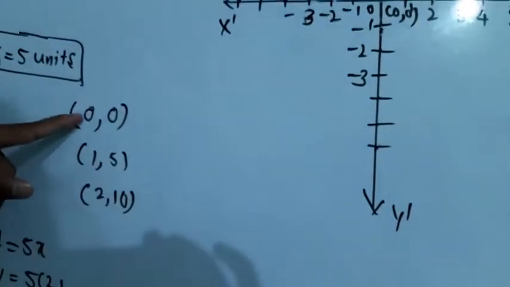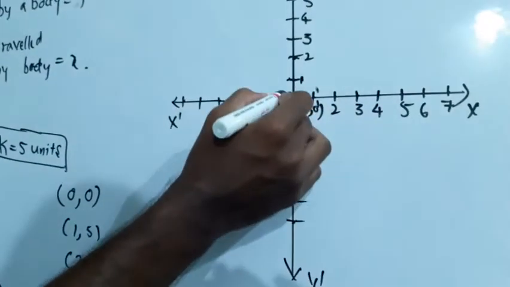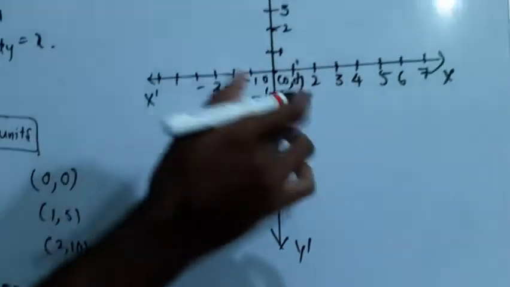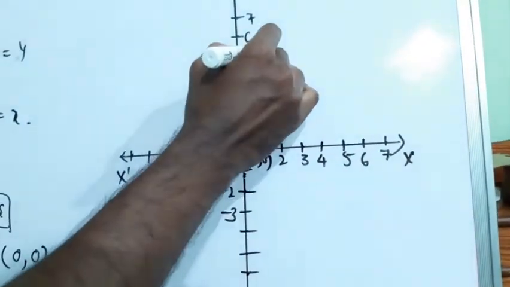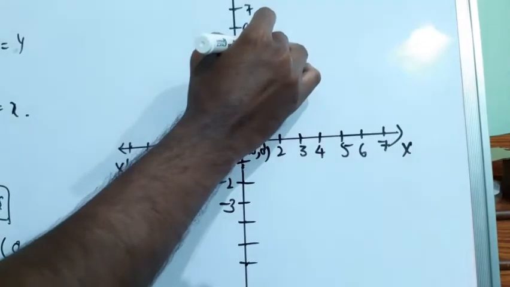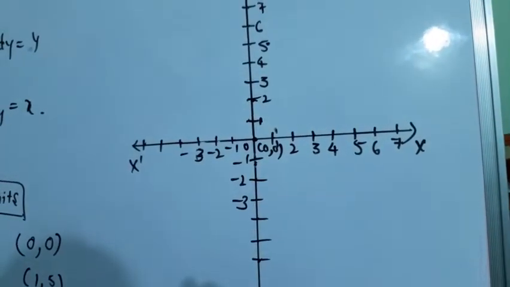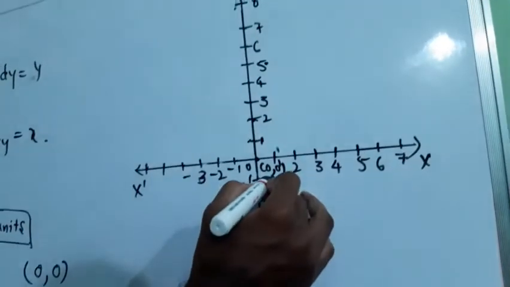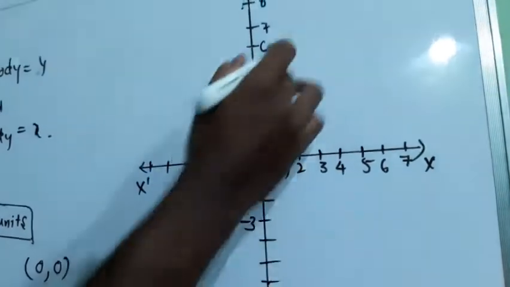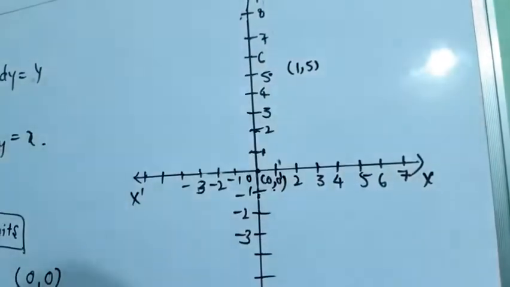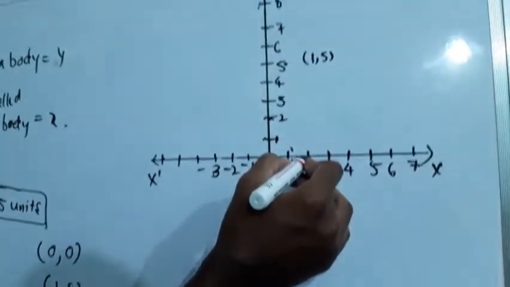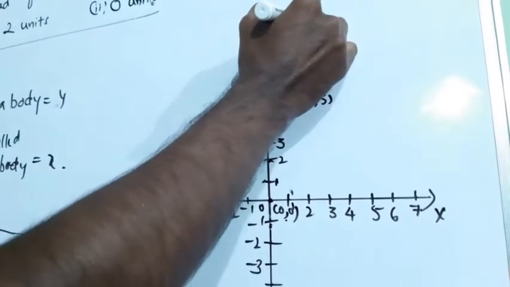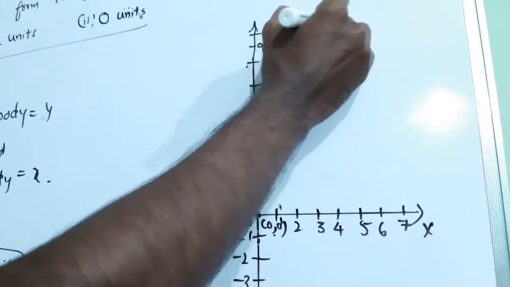When x is equal to 0, y is equal to 0. This will be the origin. Now, when x is equal to 1, y is equal to 5. You should use your graph sheet and it will be easy for you to locate the points. First was 0, 0. The second was 1, 5. Next is 2, 10. This will be 2, 10.